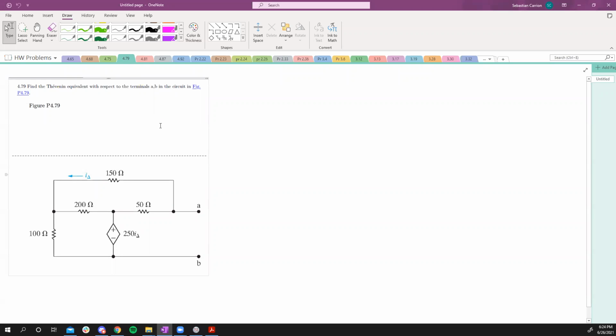Right, so problem 4.79, it says find the Thevenin equivalent with respect to terminals A and B. Since there's no independent voltage source, we know that our V Thevenin is equal to 0 volts. Let me redraw that.